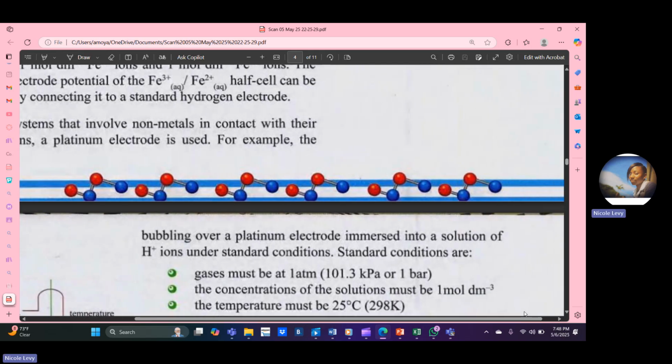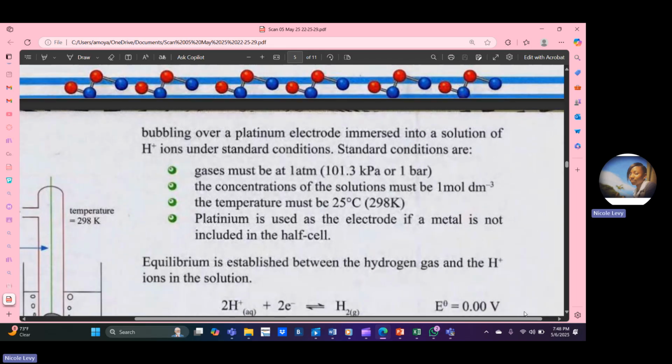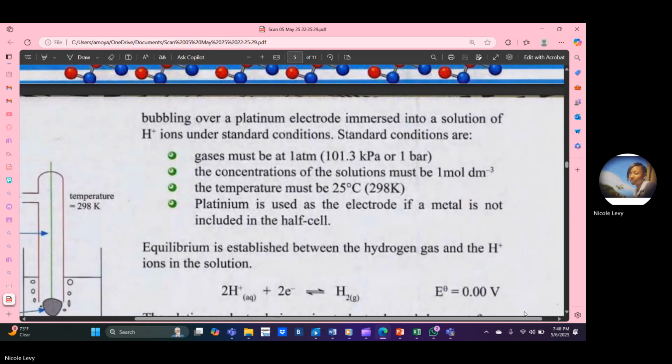All right, so for example, the bubbling of hydrogen gas over a platinum electrode immersed into a solution of H+ ions under standard conditions.